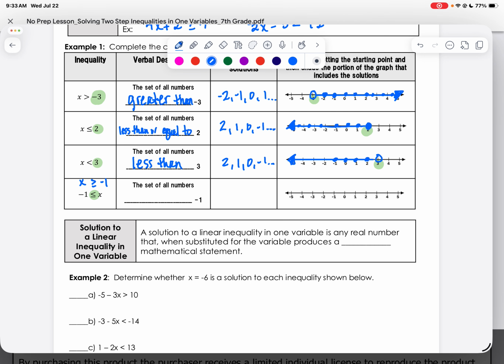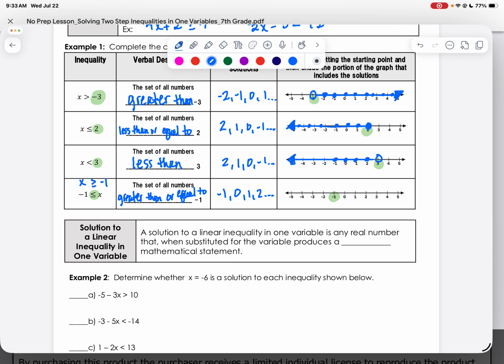All right. So this would be the set of all numbers that are, I'll have to write this really small, greater than or equal to -1. So this time my starting point is -1, and I want to list 4 solutions that are greater than or equal to -1. So this time -1 is included in the solution set because it says greater than or equal to. And then list some numbers that are bigger than -1: 0, 1, 2, on to infinity.